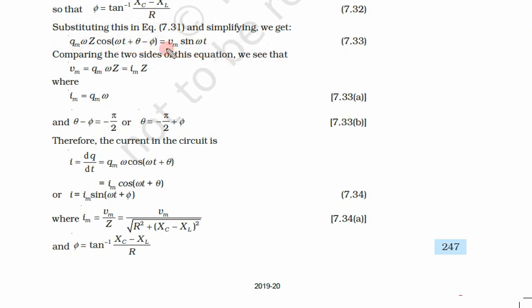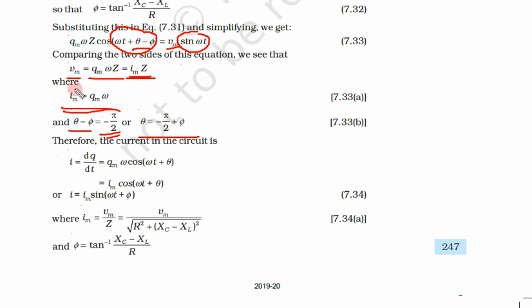On comparison we get Vm is equal to Qm omega z. Qm omega z is equal to Im into z, because omega is again a type of frequency, so we have written it as Im, where Im is equal to Qm omega. And let us compare the angles. Theta minus phi is equal to minus pi by 2, because here we have sine and there we have cos. So theta is equal to minus pi by 2 plus phi.